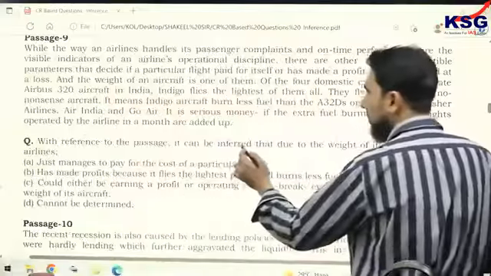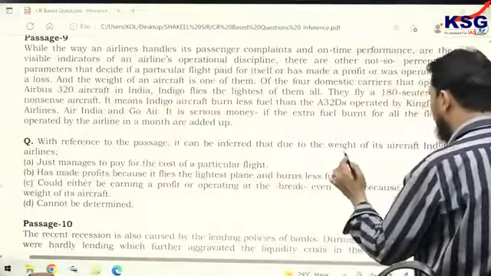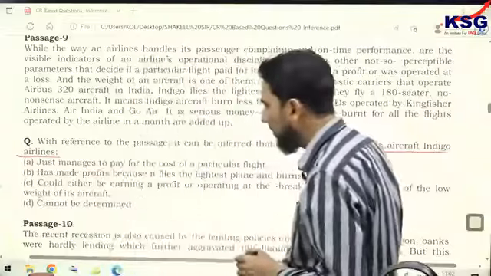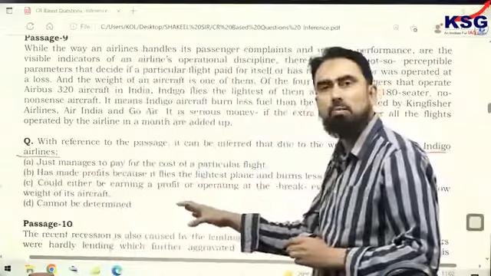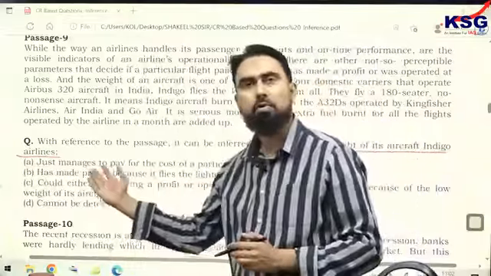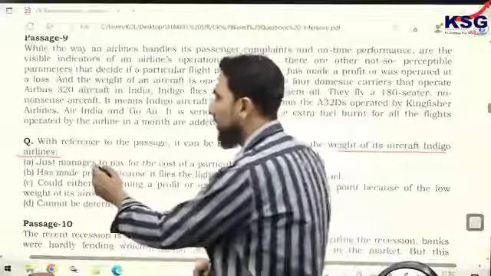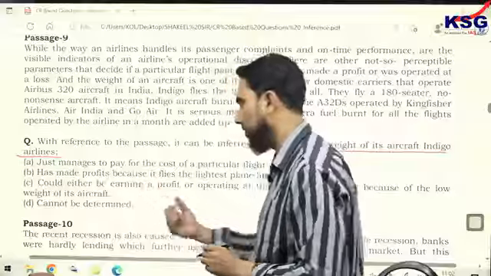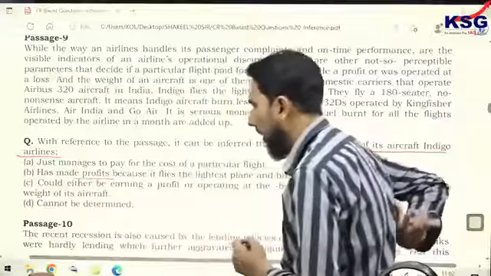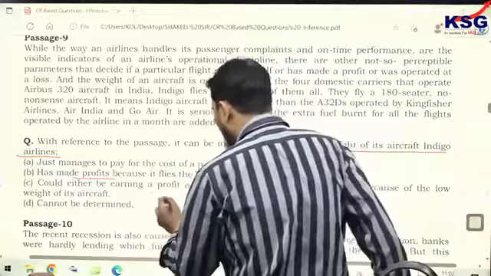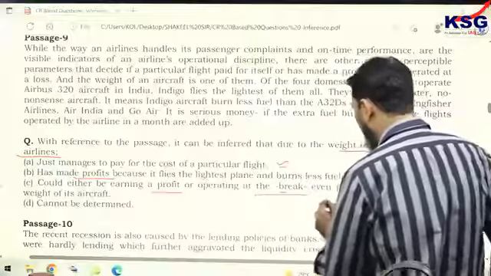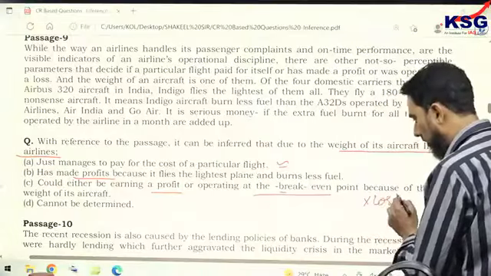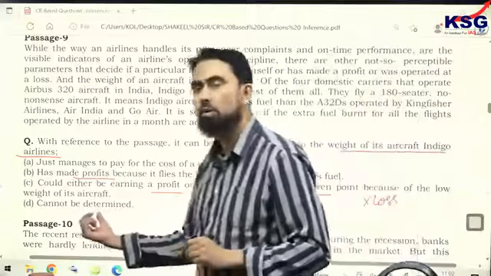With reference to the passage, it can be inferred that due to the weight of its aircraft, Indigo Airlines. So due to the weight of its aircraft, now you have to choose a claim on profit or loss or break-even. Option A says just manages to pay for the cost, any break-even point, or has made profits. It clearly makes a claim of profit. And C could either be earning a profit or operating at the break-even. I mean, it has not mentioned the loss part, right? No loss is mentioned in the C option. Or D option says cannot be determined.